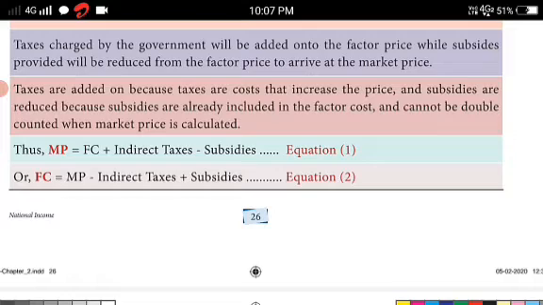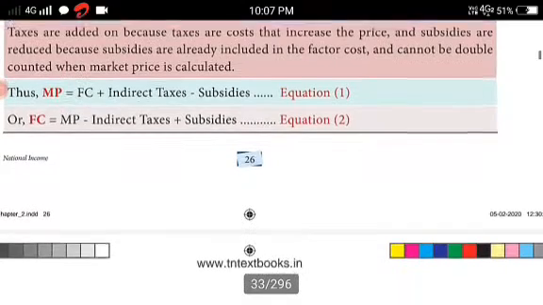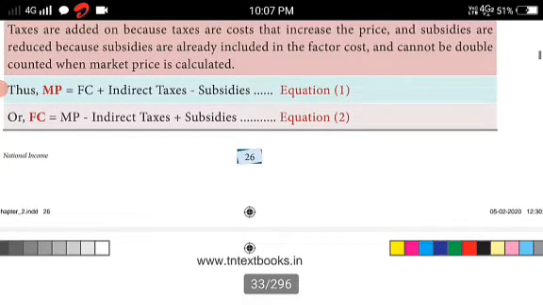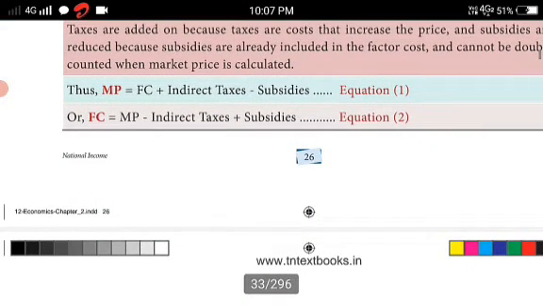So here we should concentrate on the subsidies. In the factor cost we should add them. In the market price we should not add the subsidies. Thus market price is equal to FC plus indirect taxes minus subsidies. This is the first equation. Or FC equals MP minus indirect taxes plus subsidies. This is the second equation. Are you able to understand?